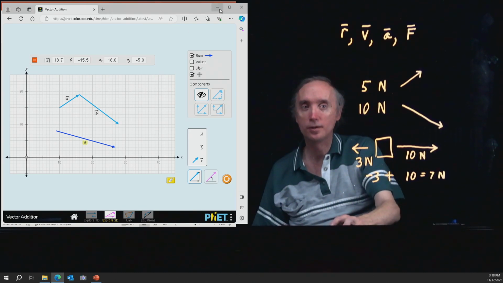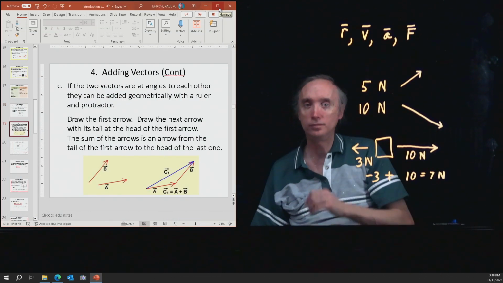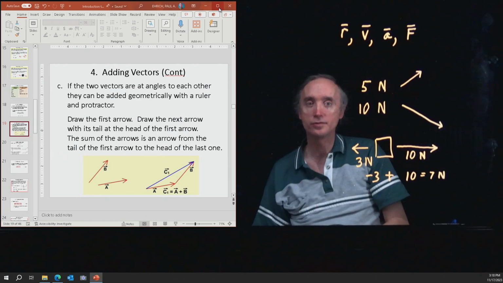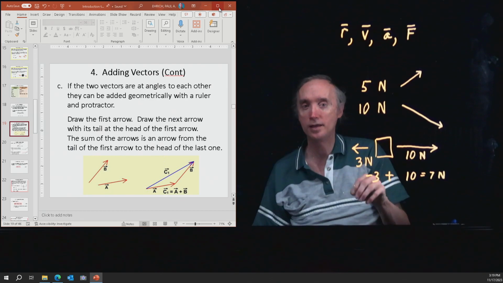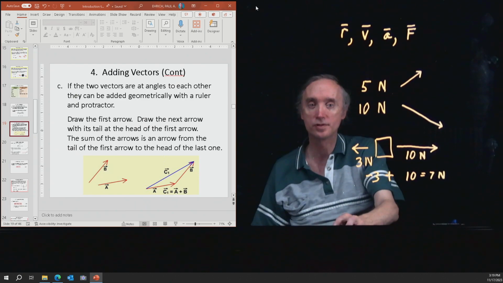All right, so let's put this away. Okay, let's go back to the notes. So if the two vectors are at angles to each other, they can be added together geometrically with a ruler and a protractor. And so we pick up the arrows and we put the head of one arrow at the tail of the other arrow, and then we draw a line from where we begin to where we end. And so that's what's represented here. So we're going to add these two arrows together and we end up with this blue arrow.